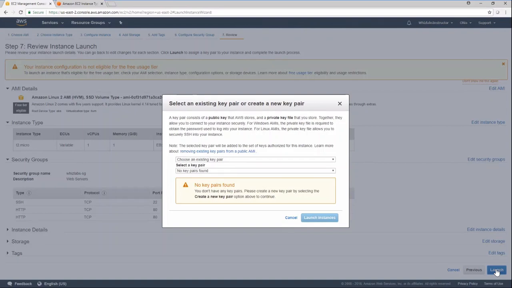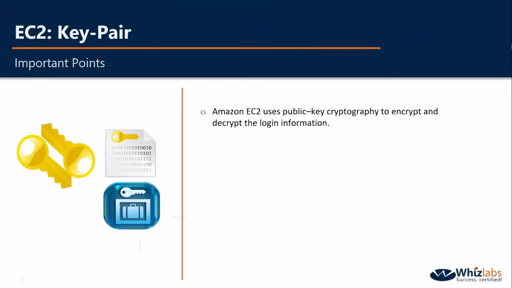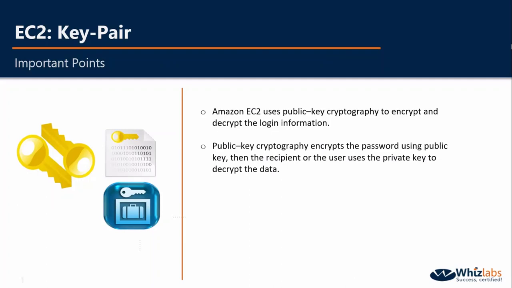Let us understand this concept. Amazon EC2 uses public key cryptography to encrypt and decrypt the login information. The public key cryptography encrypts the password using a public key, then the recipient or the user uses the private key to decrypt the data. This public key is maintained by AWS, the private key is maintained by the user. This public and private keys together are called as key pair.